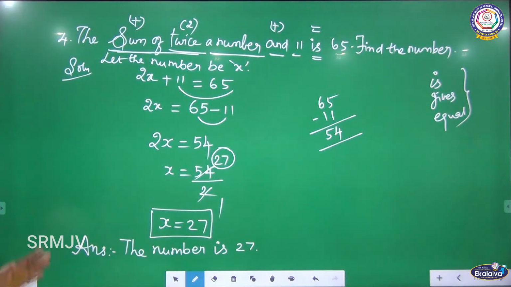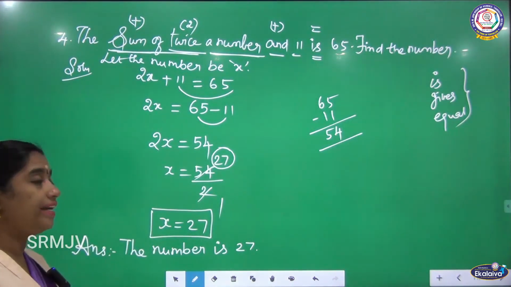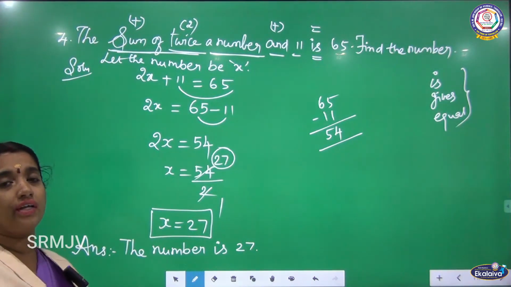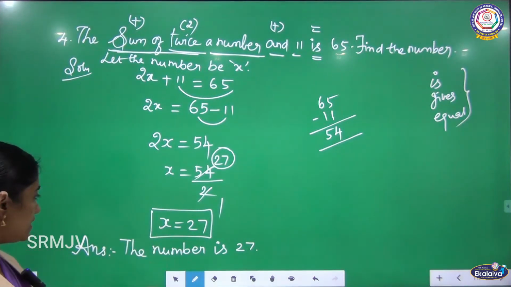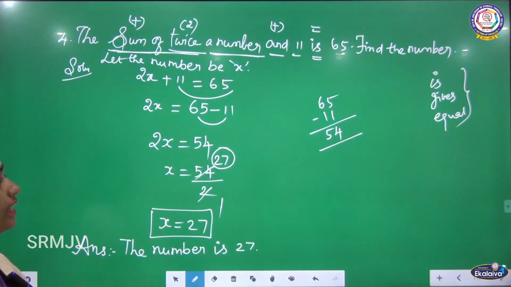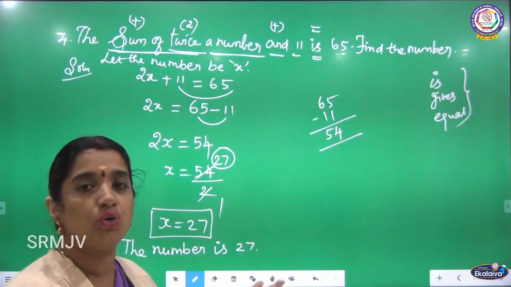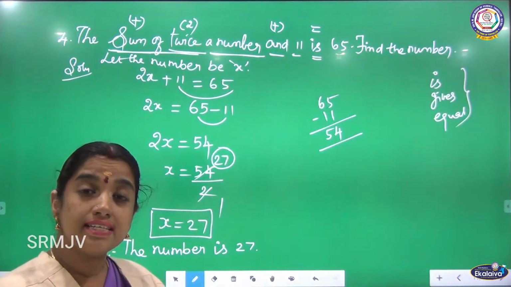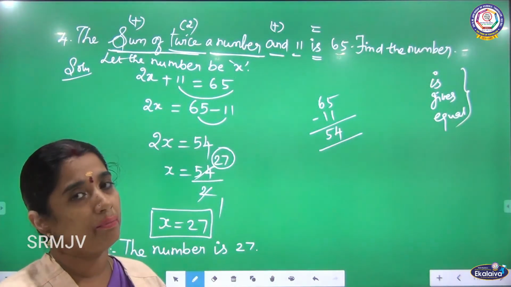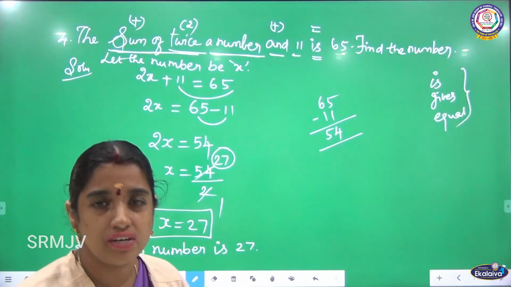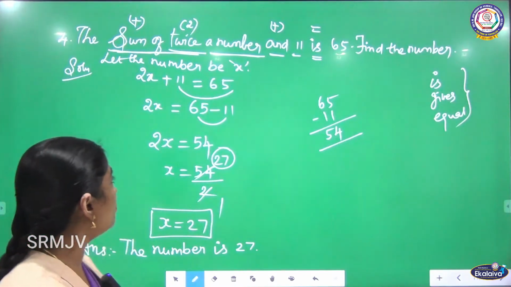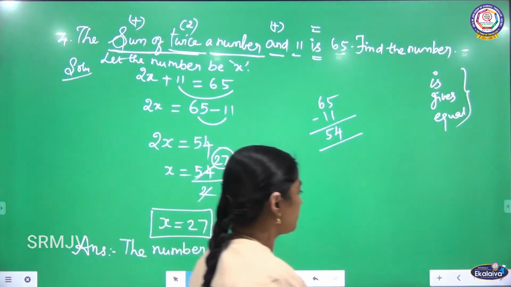Suppose if you are having any doubt whether what we found is correct or not, you can check. You can substitute this 27 in the equation. If the equation is balanced, your answer is correct. If it is unbalanced, you have made a mistake. Is it clear, children? Clear? Shall I move on to the next sum?